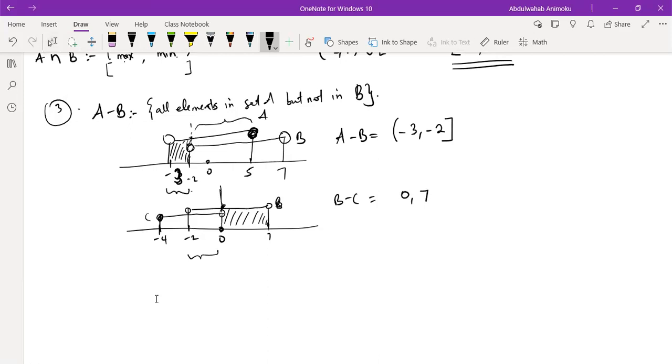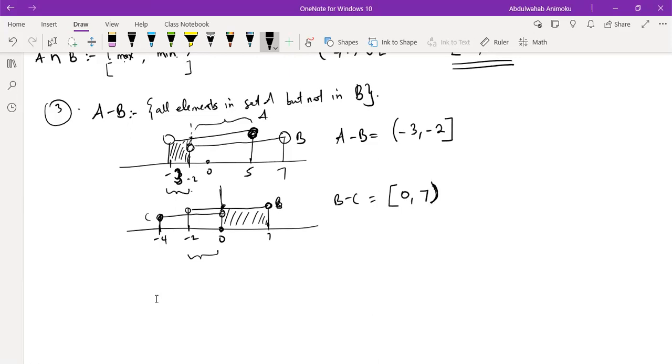Now we have to check the boundaries again. Now we have to ask, is 0 in B but not in C? As you can see, 0 is in B but not in C, right? Because there's a hole here in C. But you see there's a line passing through 0 for set B. And then what about 7? Is 7 in B but not in C? 7 is not even in B. You can see there is a hole here. 7 is not in B, so it cannot be part of this set. So it's going to be open.